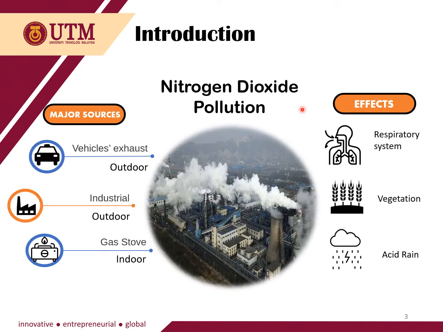Nitrogen dioxide pollution. Nitrogen dioxide is a highly reactive gas that is commonly present in urban areas. This gas may affect humans' respiratory system, especially our lungs. It is also very harmful for vegetation. It will reduce the growth and the yield in agriculture. Other than that, nitrogen dioxide pollution is one of the contributors to acidic rain.